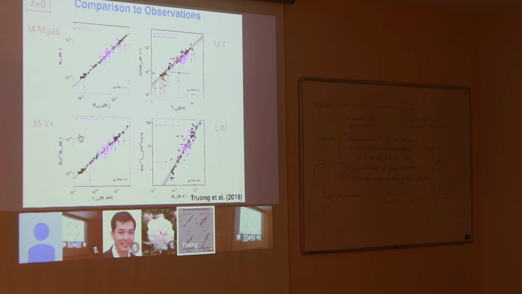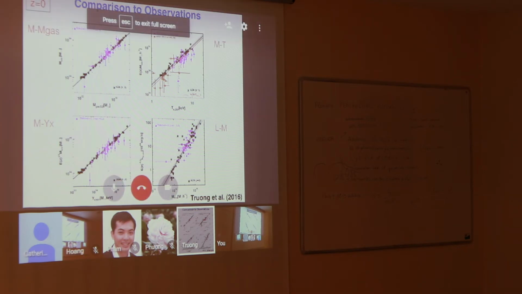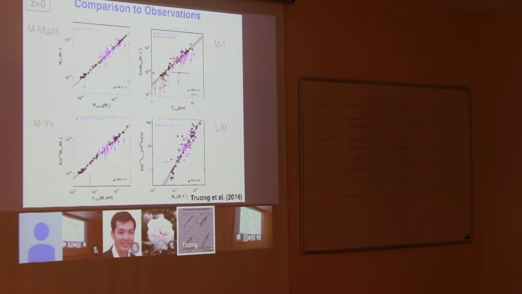Once we have the simulations, the very first thing we have to do is make a comparison to observations. Here I show you the comparison between our simulated scaling relations and those obtained from local universe observations. When I say local, I mean low redshift, less than 0.25, something like that.